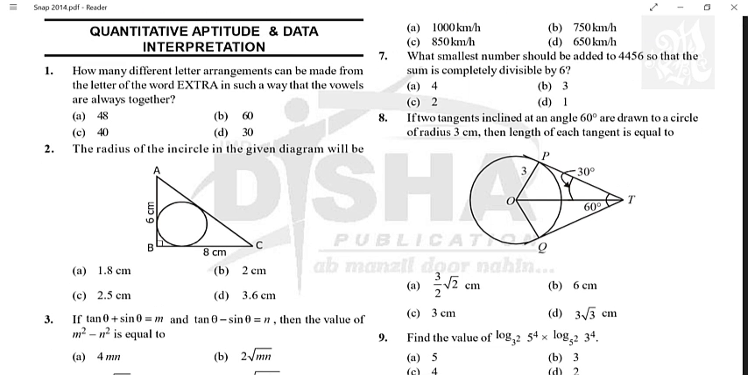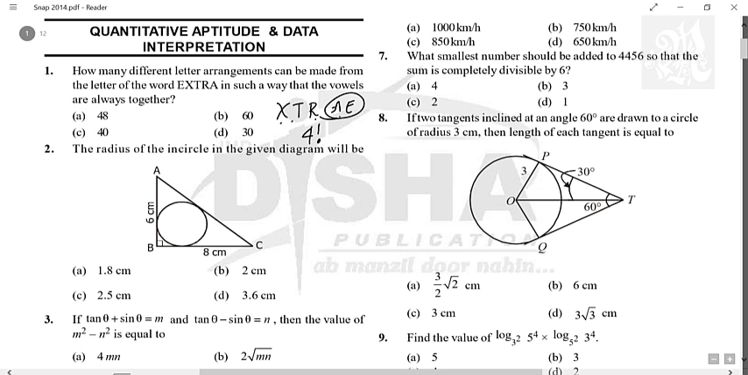So first question: how many different arrangements and extras so that vowels are together? Simple as that. When vowels are together, you use something called a string method. You tie the vowels together. Now we have 1, 2, 3 and 4 elements that can be arranged in 4 factorial ways, but A and D can be arranged in 2 factorial ways. No repetition, so no division required. So the answer is 2 factorial into 4 factorial, 48.